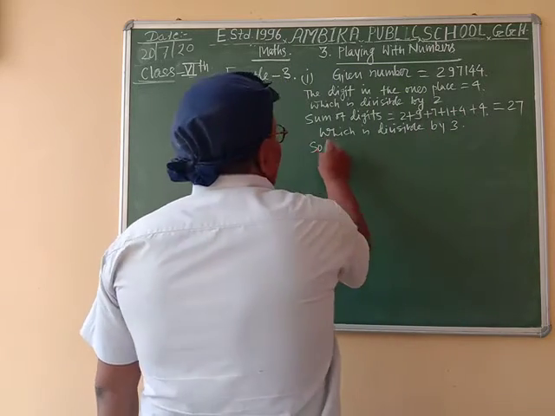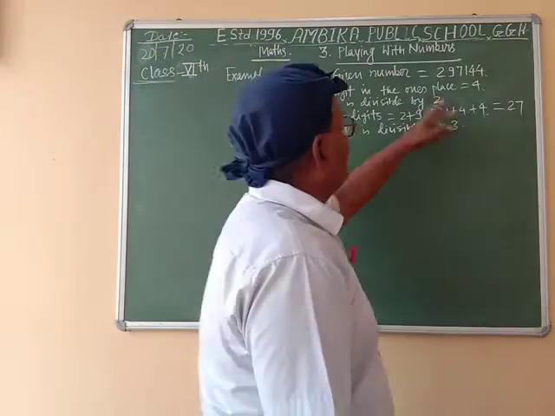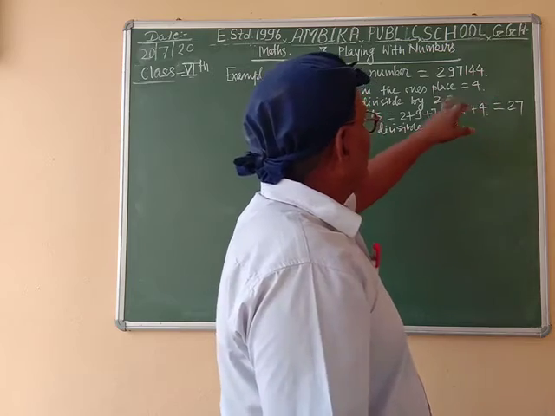So the given number is divisible by 6, because the given number is divisible by both 2 and 3.